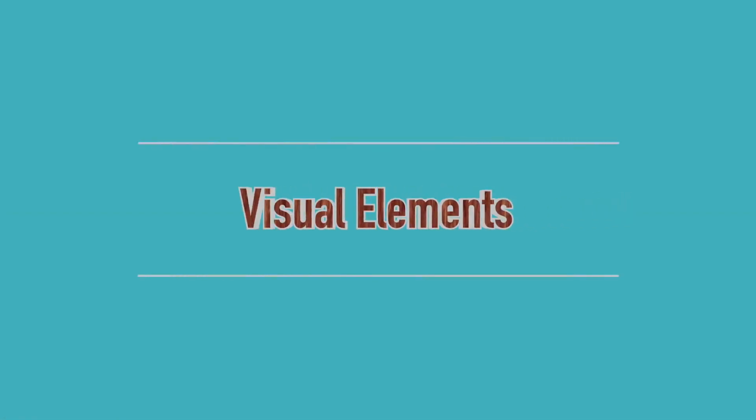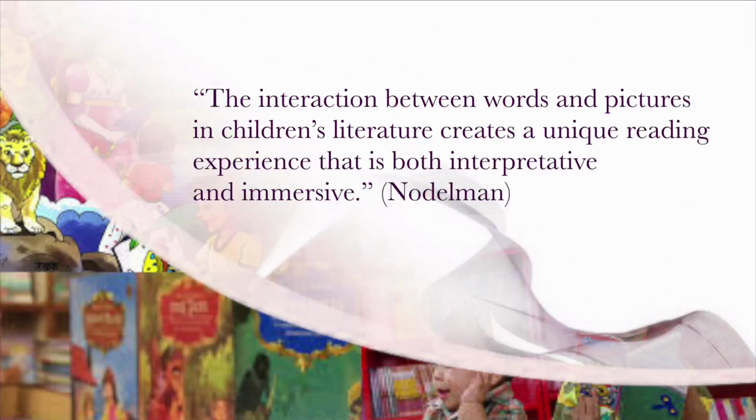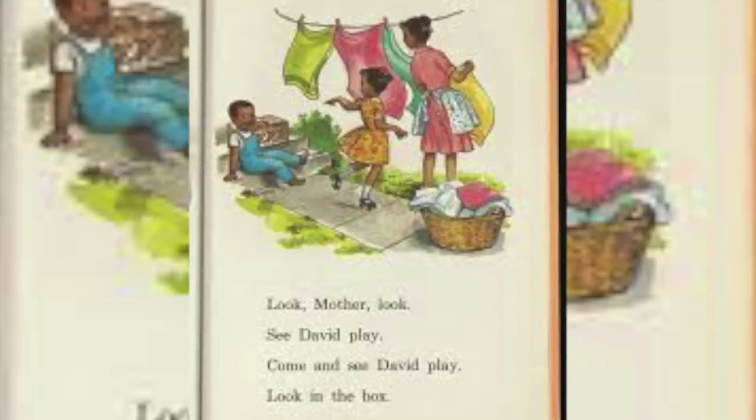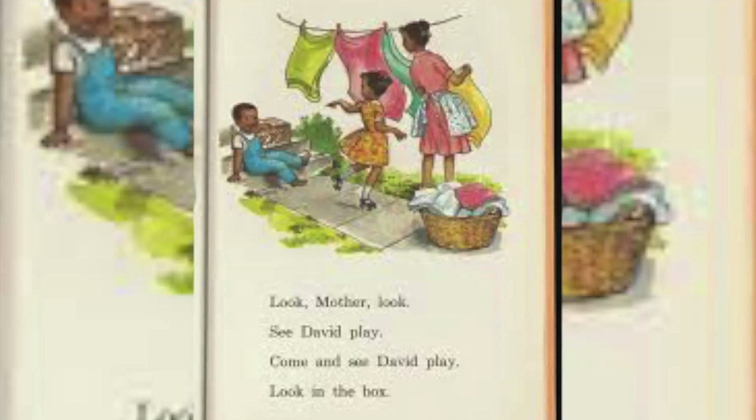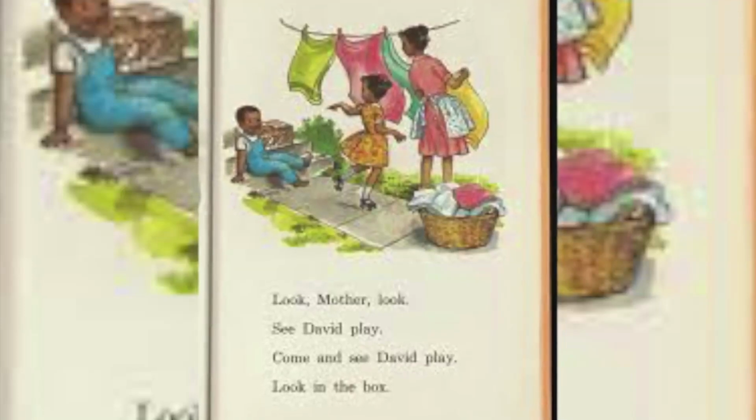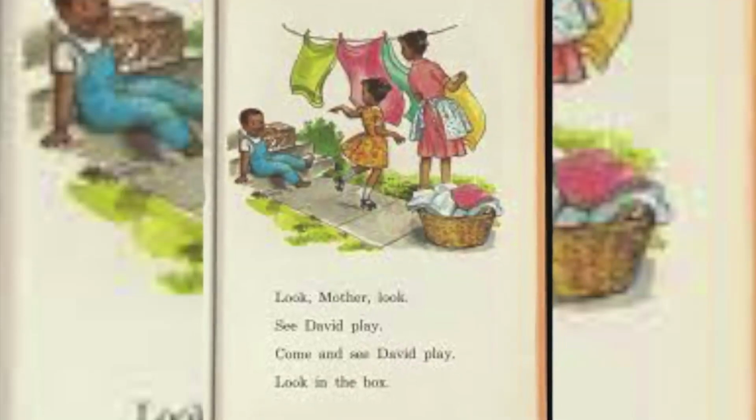Visual elements. Picture books in particular rely heavily on illustrations to convey meaning. As Nodelman asserts, the interaction between words and pictures in children's literature creates a unique reading experience that is both interpretative and immersive. Illustrations provide additional context, allowing young readers to decode visual cues alongside textual information.